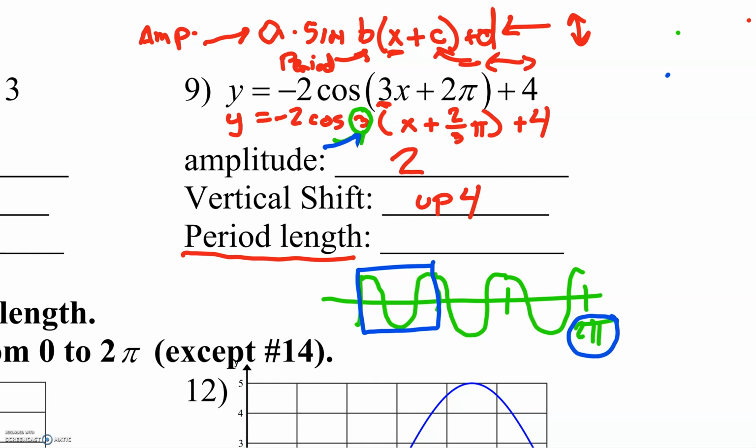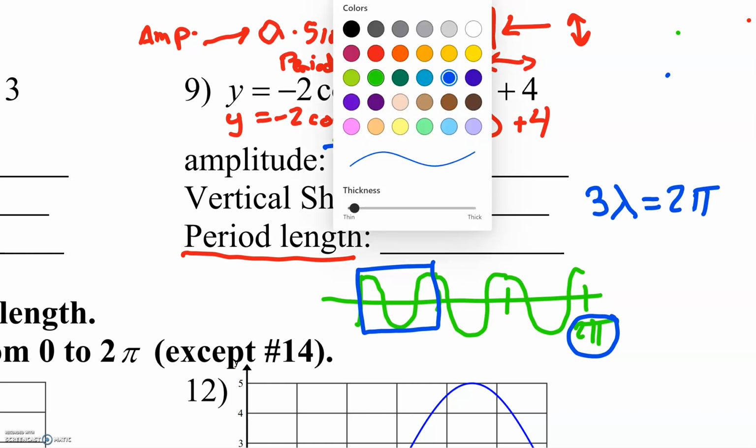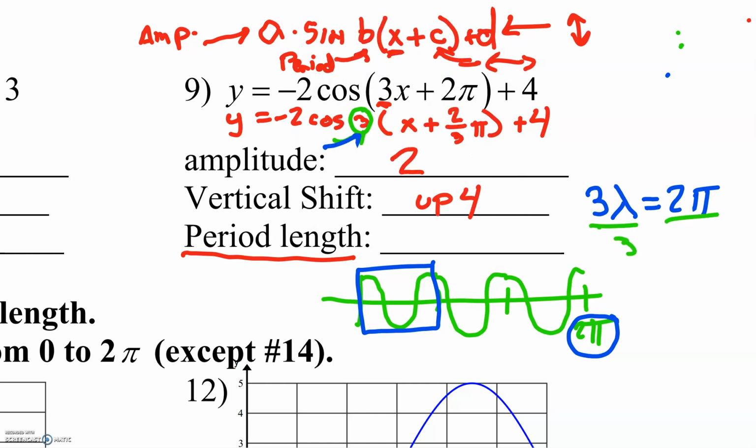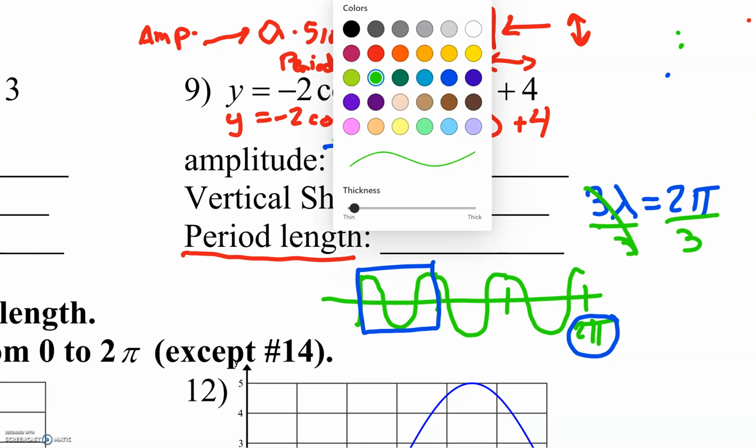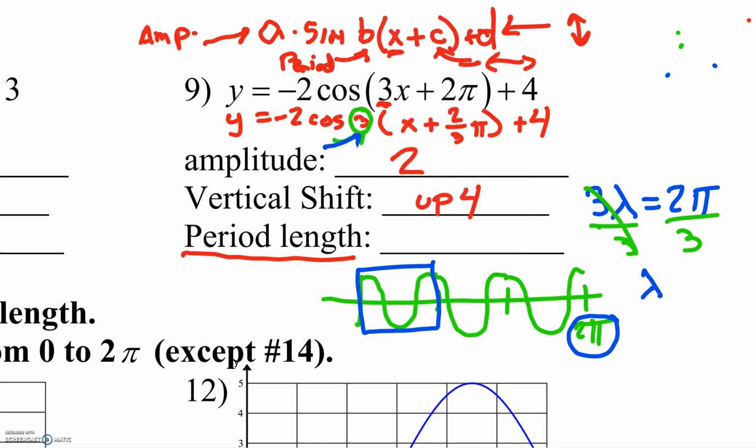So here's what I do. I say 3 of the waves. Again, lambda is our science symbol. Science classes use that for the length of a wave. So there's 3 of those inside of 2 pi. That's our setup. And then to solve, we'll just divide both sides by 3, and we wind up with our wavelength equaling 2/3 pi. Okay, feel free to pause it. I'm going to move on to 2 other questions.